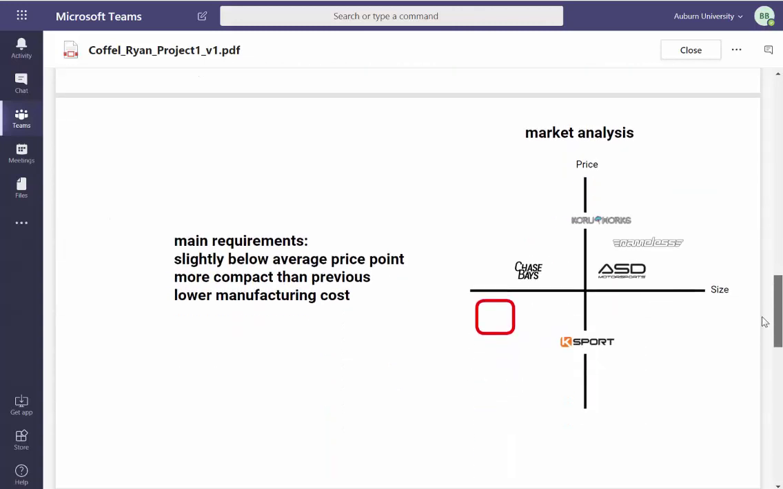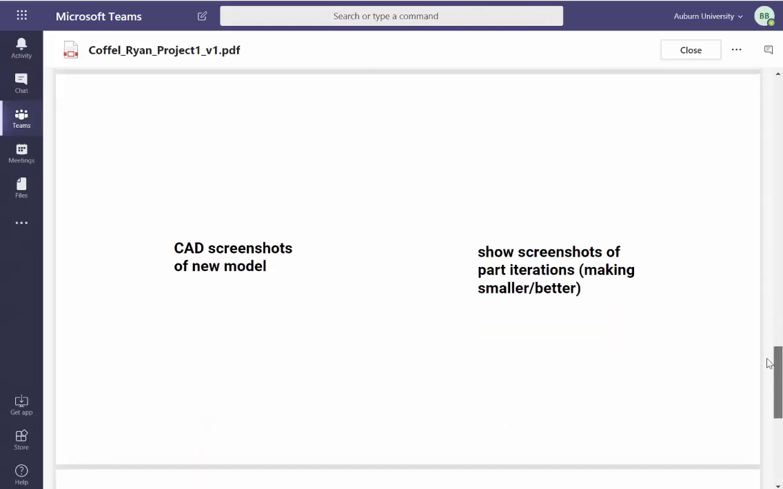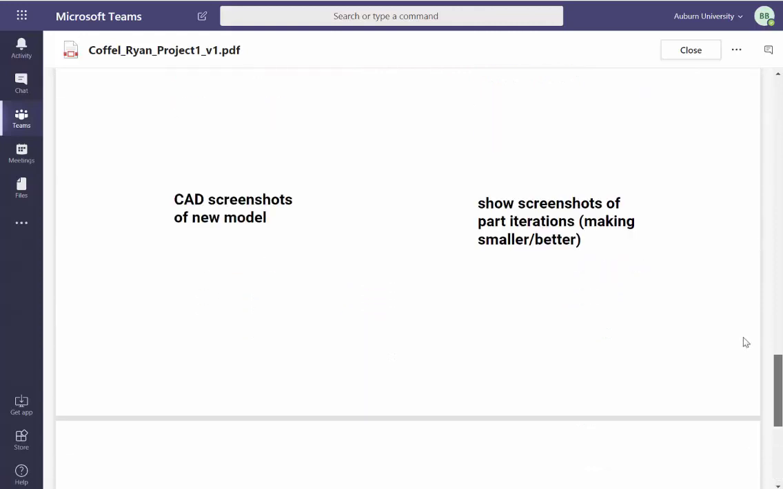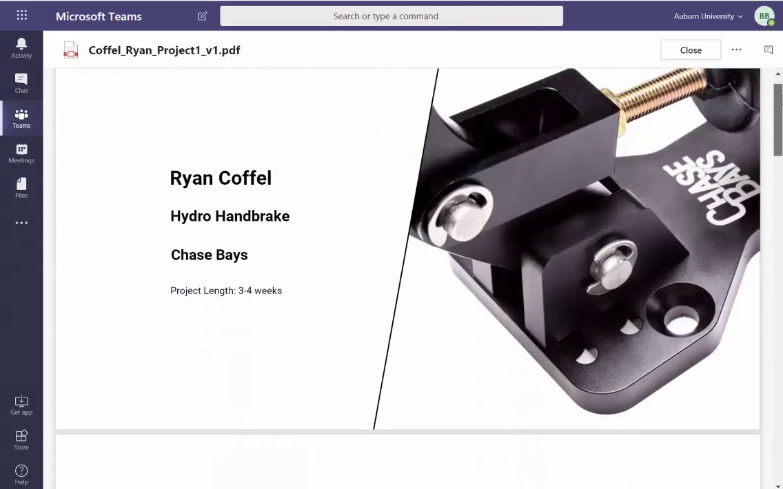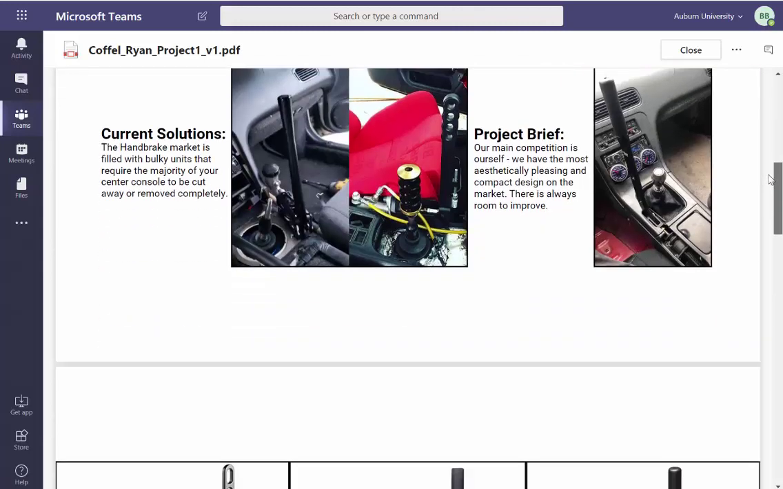Current solution, price and size. Is size important? Price is important for sure. But is size important? You should somehow indicate that this is your target area. All right, so not a lot of content in here yet. I know you said you're going to throw things in there, but not a lot of content. So how can I give you feedback?